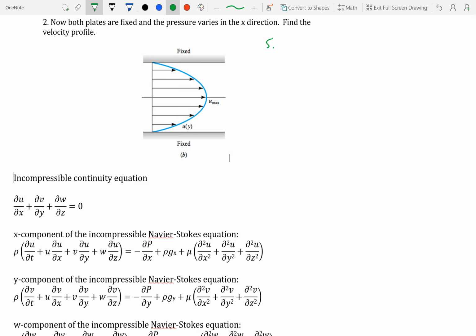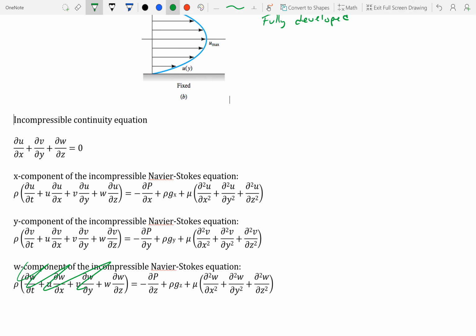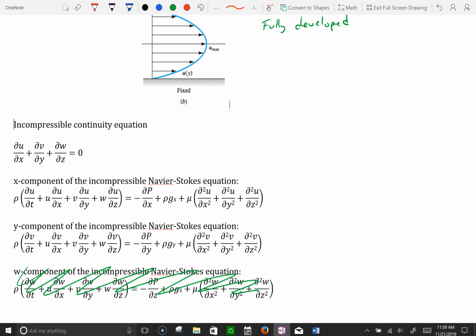Okay, we're going to assume steady state. It's 2D and it's fully developed. All right, so 2D, get rid of this direction. All right, so let's start with the continuity equation again.